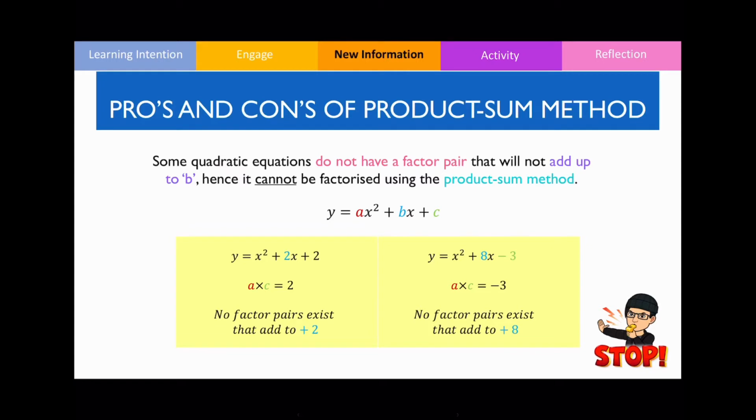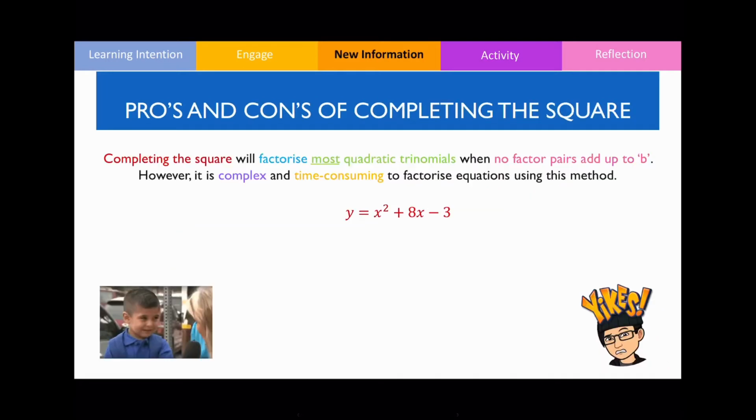As shown by these two examples, if you're not going to be able to factorize using the product sum method, this means that we wouldn't be able to actually find our x-intercepts. So one of the ways that we can get around this is by using a different type of factorizing technique, and this technique is referred to as completing the square. We use this particular technique when there are no factors that give you the middle value, so that's b in this case.